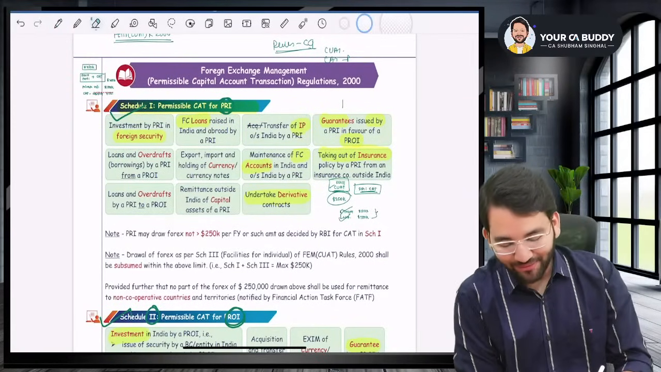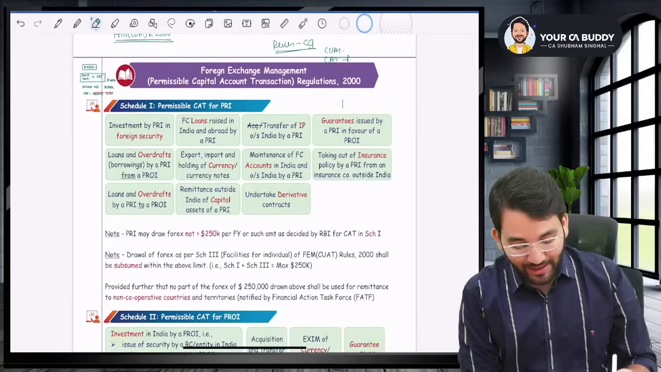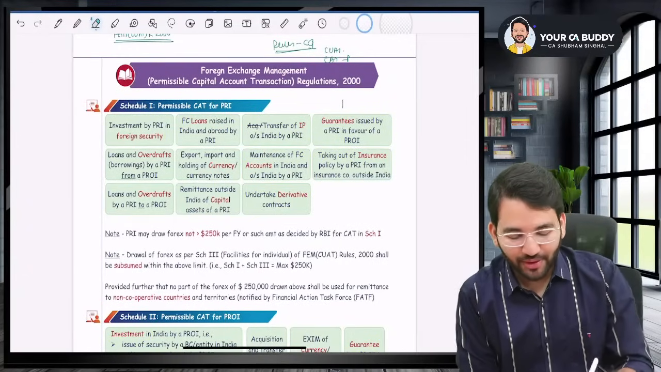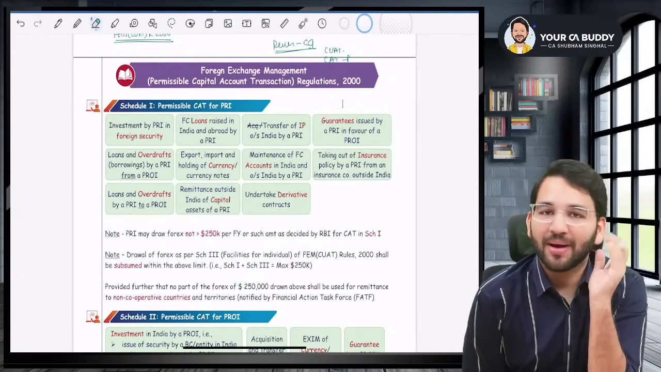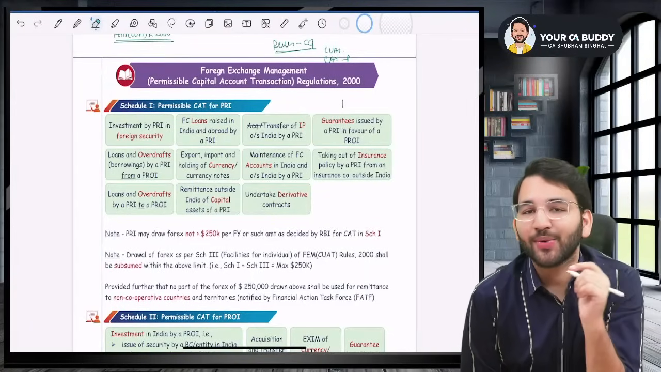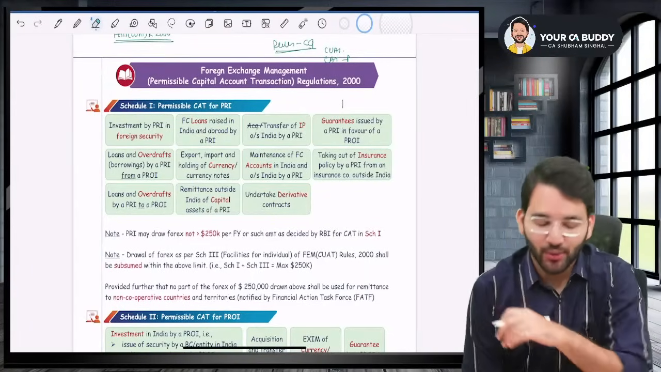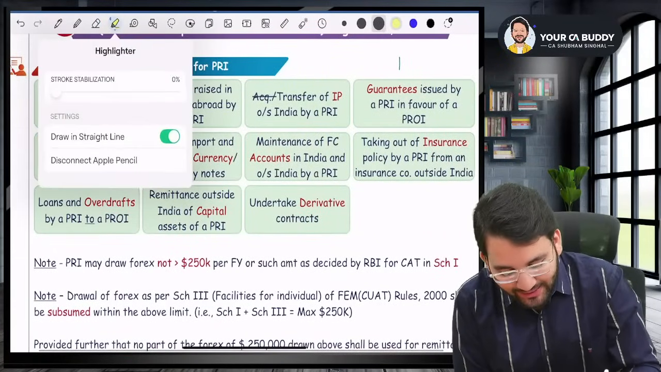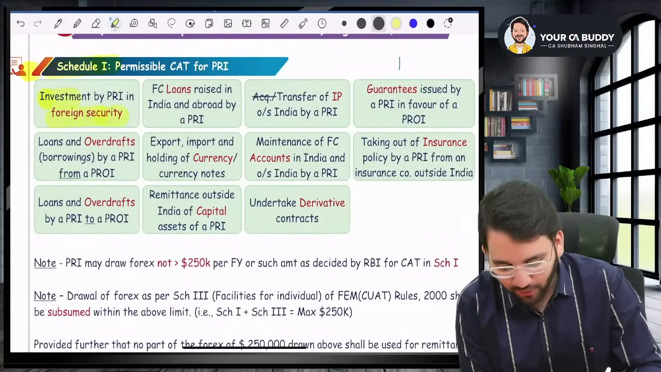Guys, you don't have to remember the schedule. Just read along with me once. Sir, for example, tomorrow, if you have some money and you want to invest outside India, what are the things where you can invest? This schedule will tell you that. Schedule 1 says that you can invest in any foreign securities.